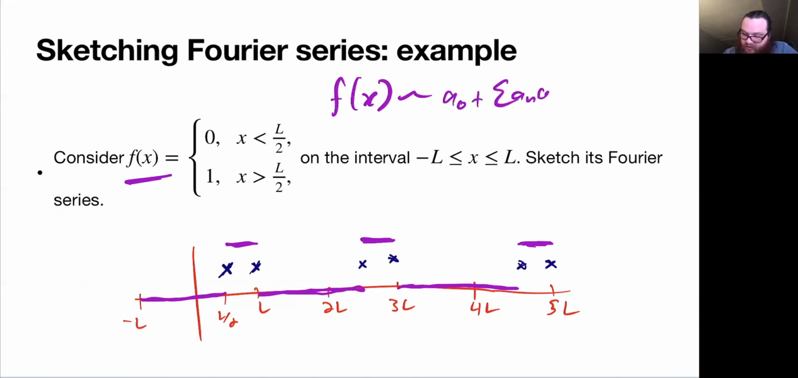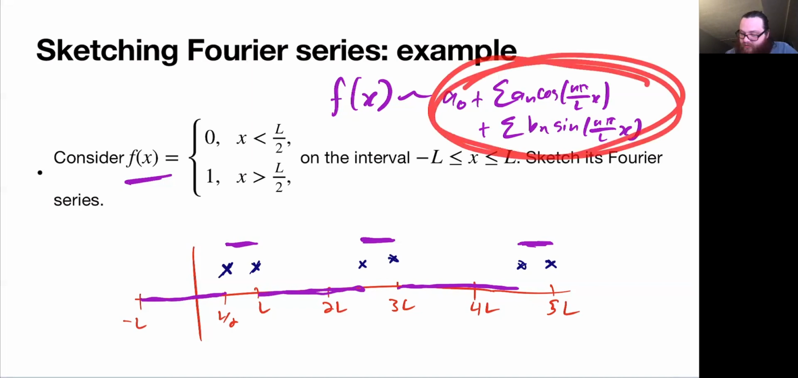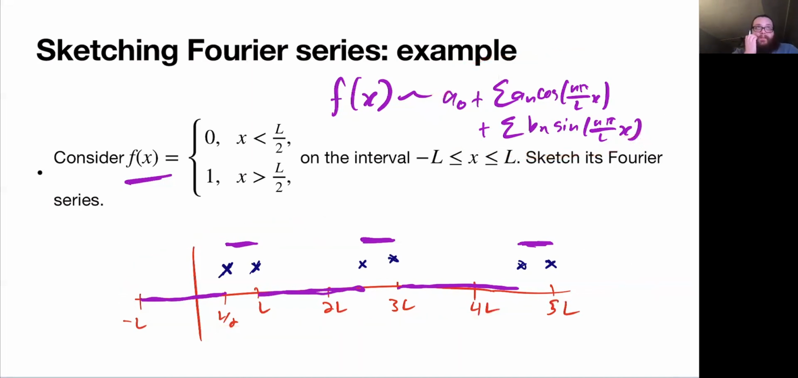So this is the sum of a sub n cosine of n pi over L x plus the sum of b sub n sine of n pi over L x. All of this stuff right here is the sketch right here. Whereas f of x really just consists of these pieces. The periodic extension of f of x consists of this and this and this and this and this and this, etc. But that's cool. So we've sketched the Fourier series.